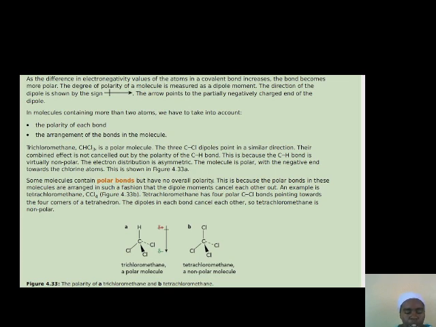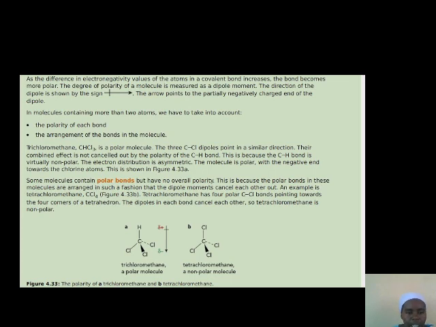One carbon is partially positive and chlorine is partially negative, so they are pointing in a similar direction, and therefore their combined effect is not cancelled out by the polarity of the carbon-hydrogen bond, because the carbon-hydrogen bond is virtually non-polar. The electron distribution is asymmetric in that manner.